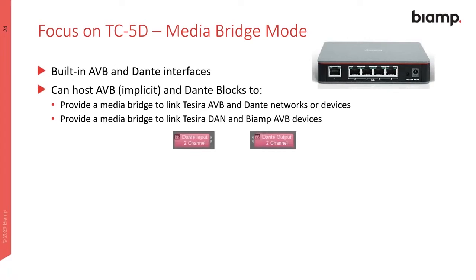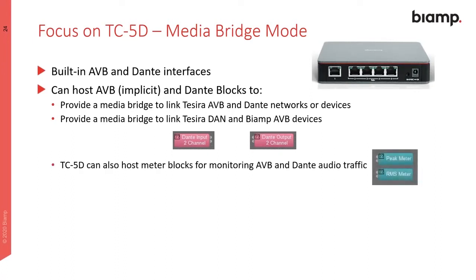So if you have a Dante enabled device, you will need to add 2 inputs to the transmit and the receive input. And also the nice thing as well, we can monitor the AVB and Dante audio traffic through the TC5D itself. The TC5D is intelligent enough to have some peak meter, RMS meter, so we know that we have received the audio signal and we can monitor this signal in our software. And with Godwin's demo, you will see that visually on the software.